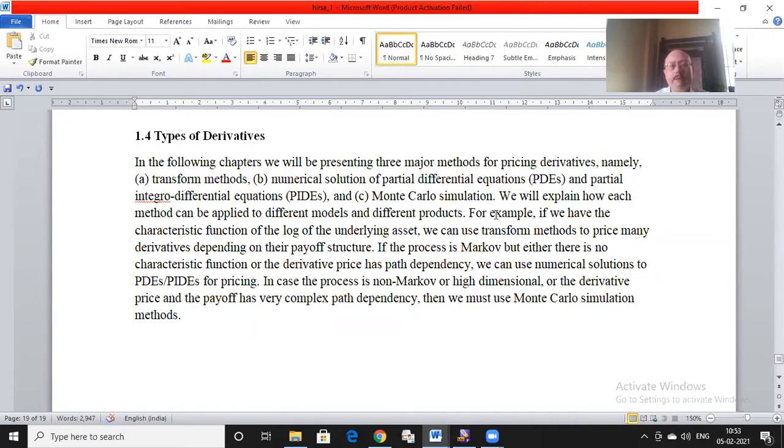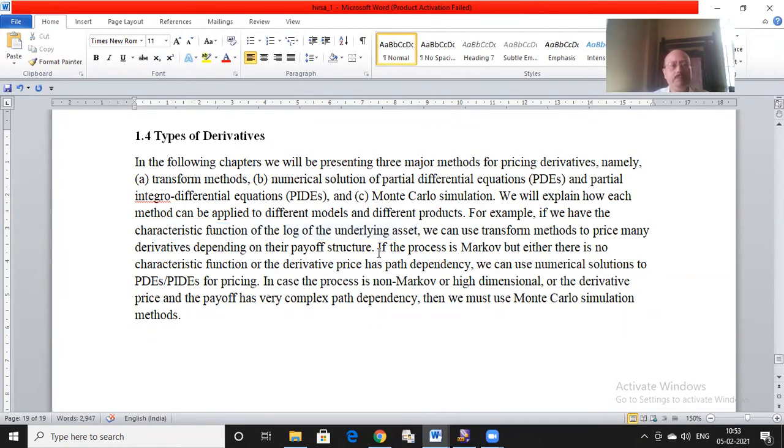So why do we need all these things? We will of course talk about how each of them can be applied to different models and products. But the basic thing is that the more information we have, the faster computation methods we can use. When we have the characteristic function of the log of the underlying asset, if that is known to us, at least in implicit form or better in explicit form, then we can use the transform methods, because then it is a direct application of the Fourier transform and our computations will be fastest.